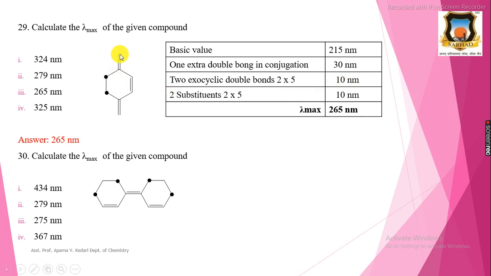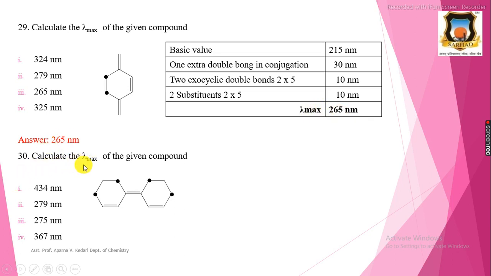Then suppose we start from this carbon: there is no substituent here, there is one substituent. Again here, no substituents. Here there is one substituent. Again here, there is no substituent. Therefore, total substituents are 2, 2 multiplied by 5, 10 nanometer. Therefore, lambda max becomes 265. Therefore, the correct answer is 265 nanometer.